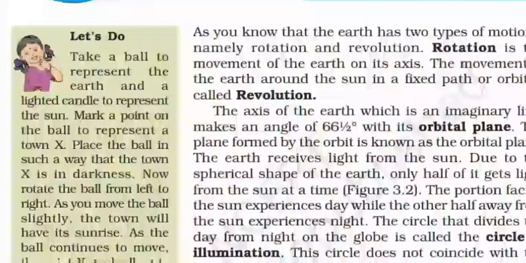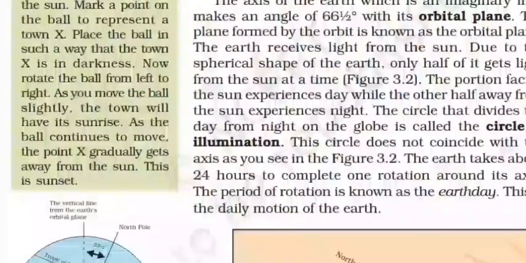As you know, the earth has two types of motion, namely rotation and revolution. Now let us read further. Rotation is the movement of the earth on its axis. That means when the earth moves on its axis, it is called rotation. The movement of the earth around the sun in a fixed path or orbit is called revolution. That means when the earth moves in a fixed path, also called an orbit, around the sun, this kind of motion is called revolution.